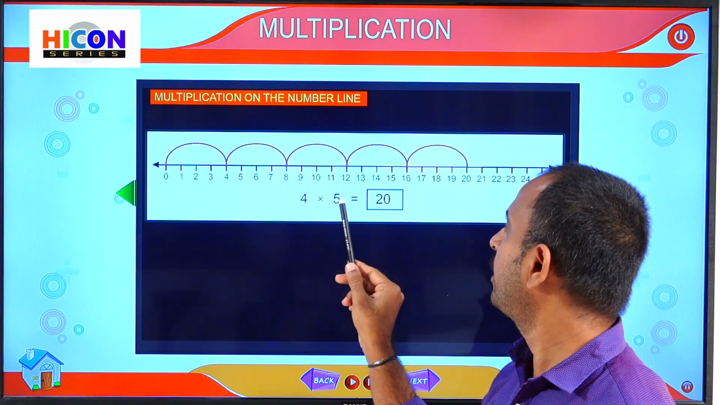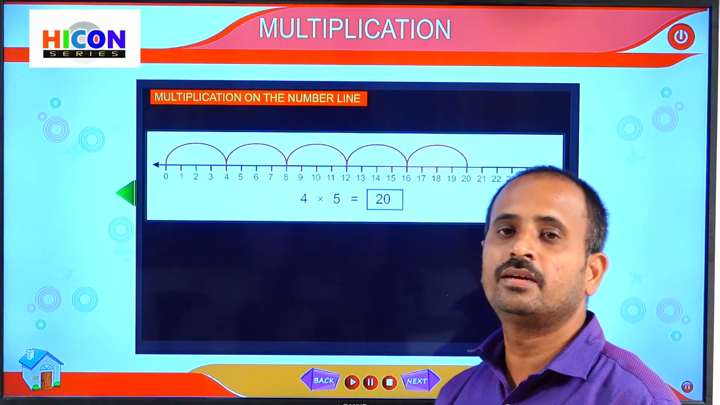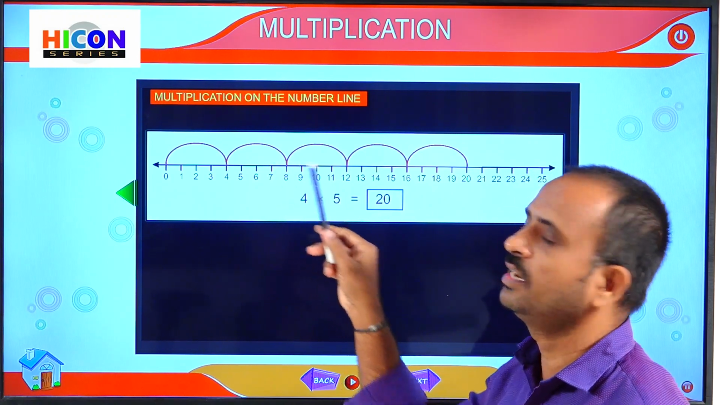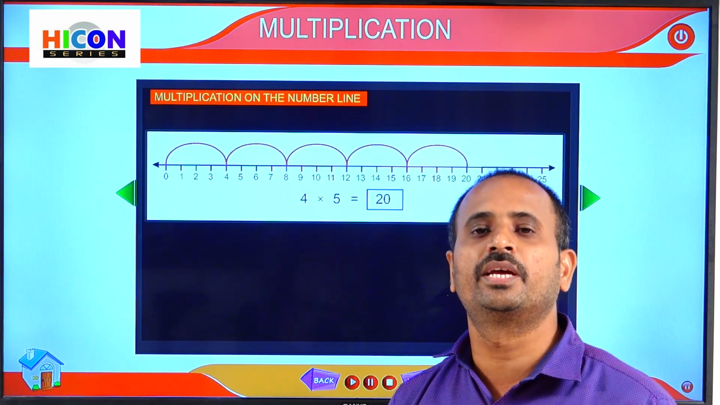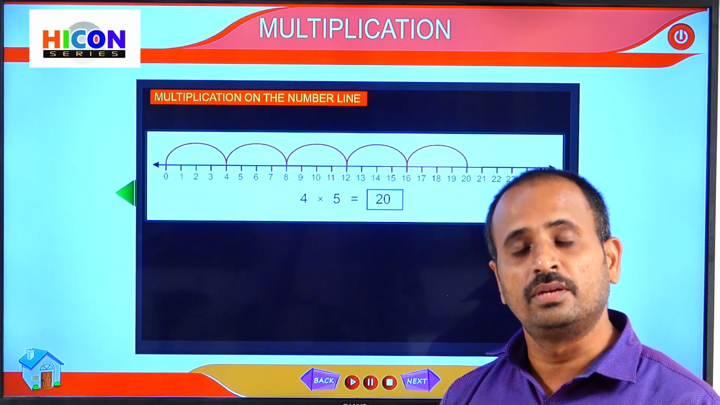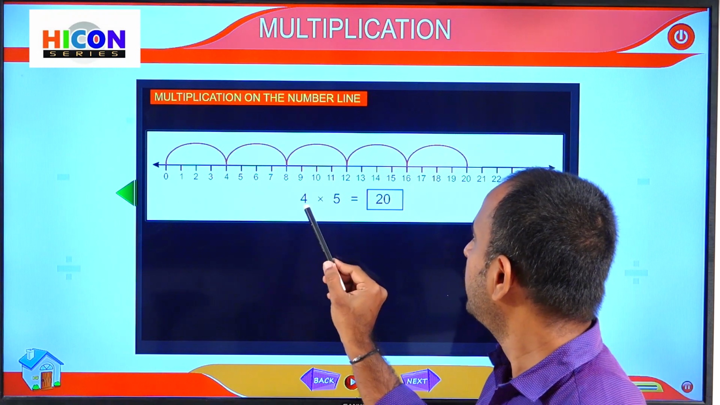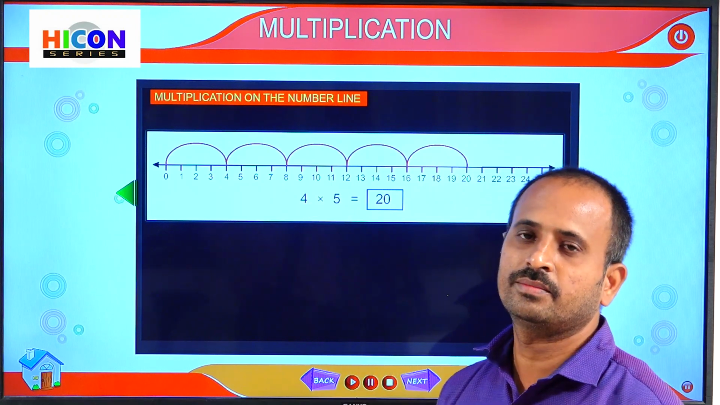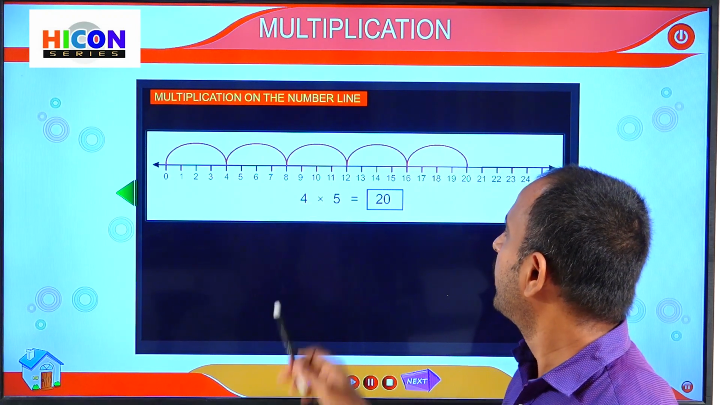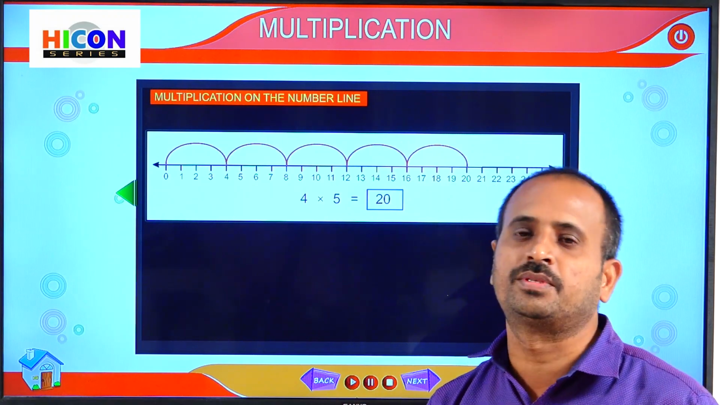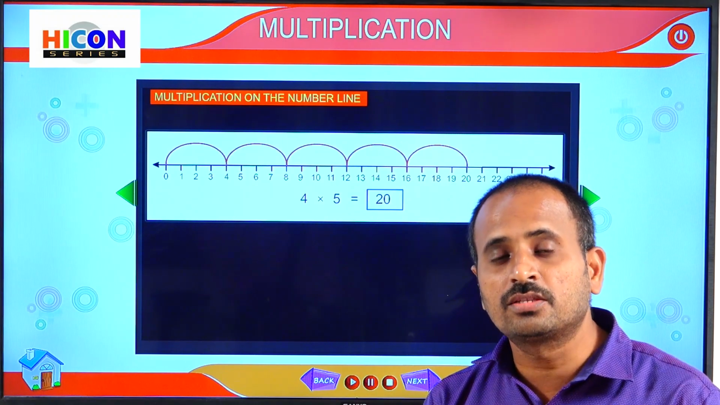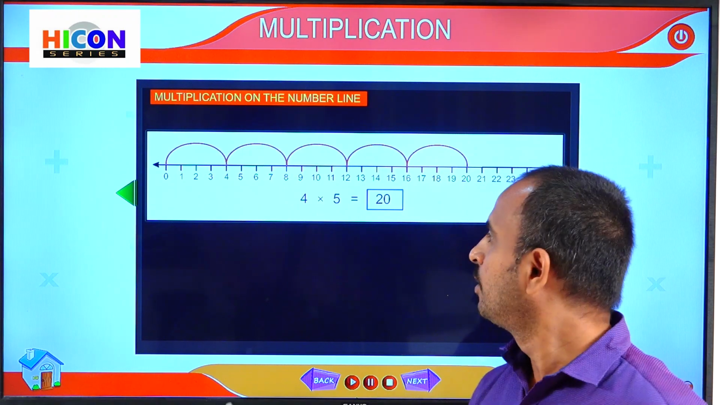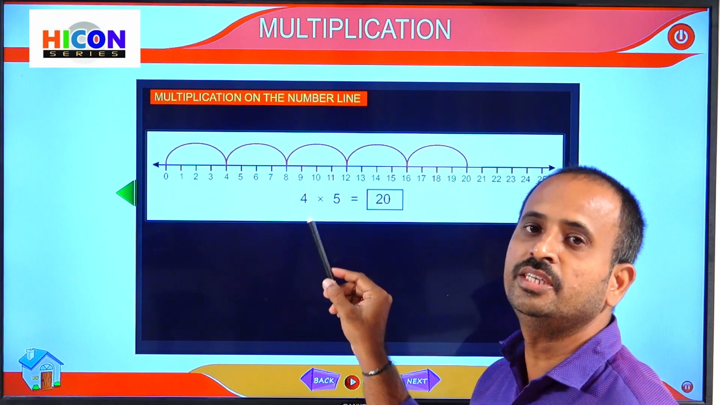That is 4 5s. Children, how much will you get? You will get 20. So you have to do this multiplication on the number line. How can we do the multiplication on the number line? Children, listen carefully. What is the first number here in the multiplication? 4 is the first number. That means we have to cross 4 numbers in each step. How many numbers do we have to cross? We have to cross 4 numbers in each step.